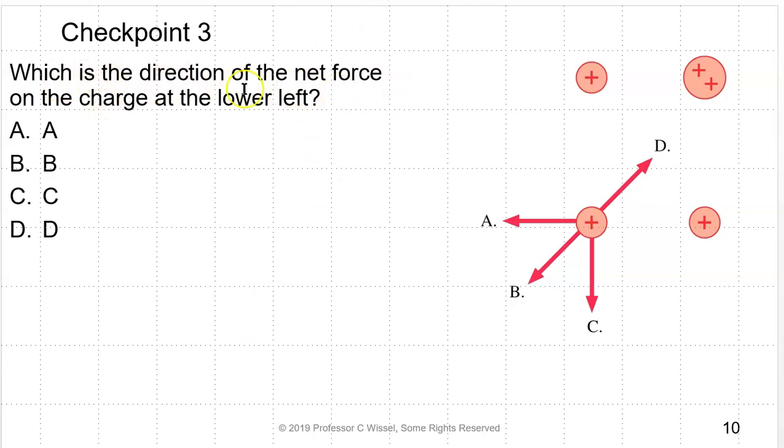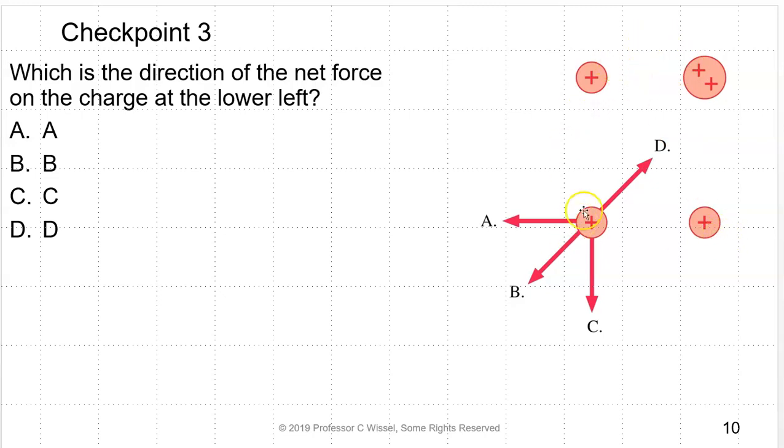Which is the direction of the net force on the charge at the lower left? So we're looking at all these different charges and what is the direction on this charge? Now, the first thing I always want to do is eliminate anything that's clearly wrong. First of all, these are all positive charges on a positive charge. So you know it's not going to be D because these charges are going to repel each other.